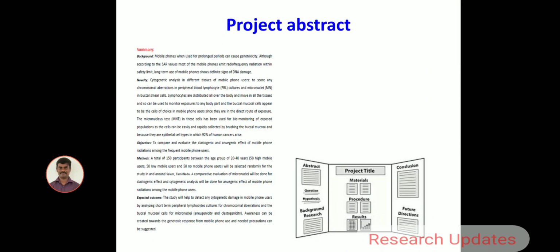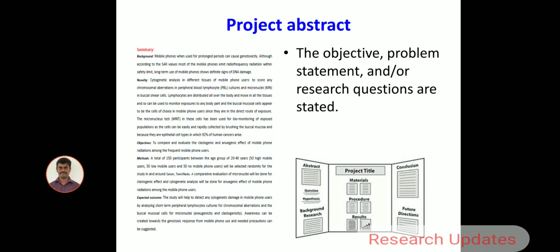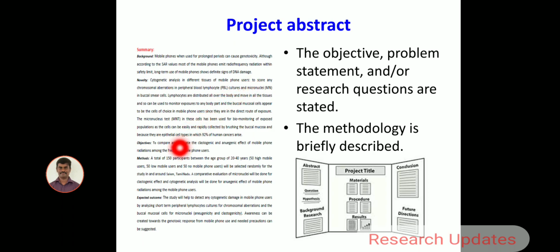Coming on to the second type, that is the project abstract. In the project abstract, the objective, problem statement and the research questions are stated. The methodology is briefly explained. In the project abstract, you cannot give a result or a conclusion because you have not done the study yet. So before starting a study, when you are giving a project abstract, it will have only a background and the research problem or the objectives with the methods and the outcomes. So only these have to be covered in a project abstract.